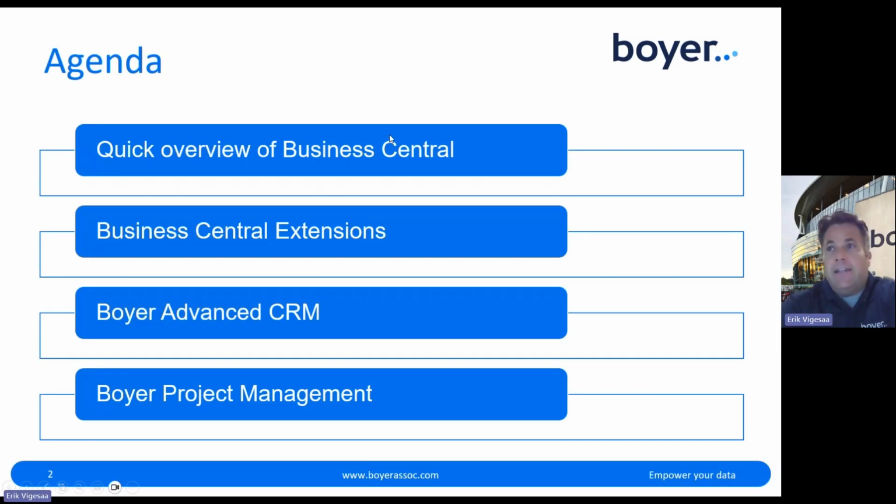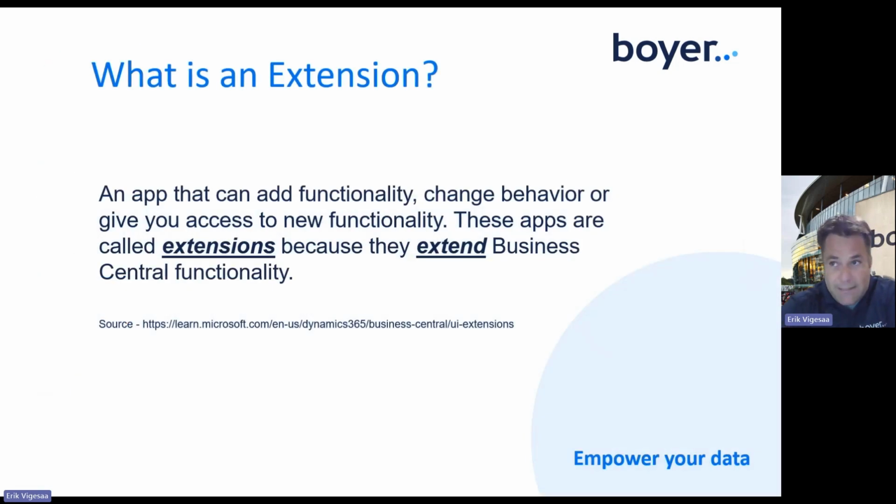So our agenda today is really a quick overview of Business Central, just in case some of you aren't familiar or this is the first time seeing it, just kind of show a brief user interface of Business Central. What we really want to talk about today, though, are Business Central extensions, what they are and how we can use them. And specifically, we want to show you a couple extensions we have here called Advanced CRM and Project Management. So what is an extension?